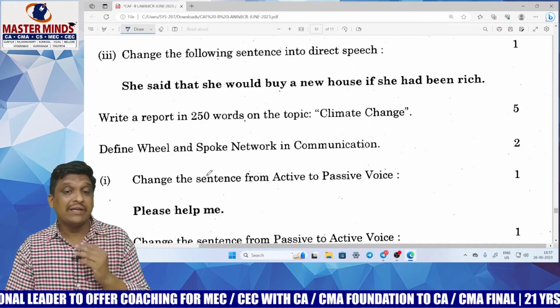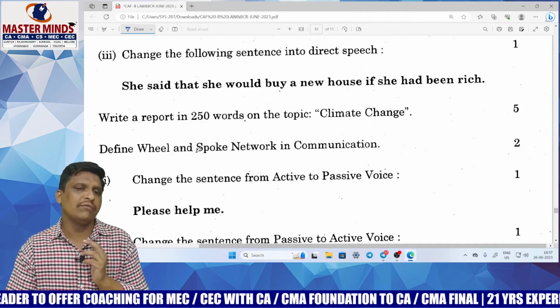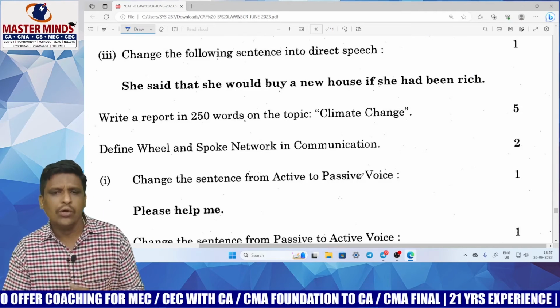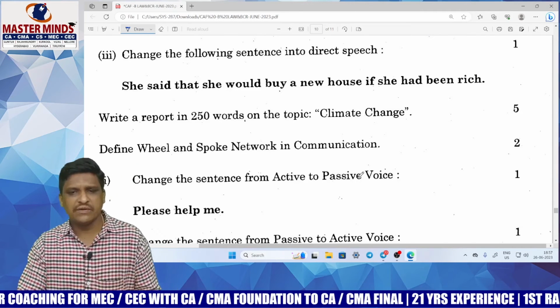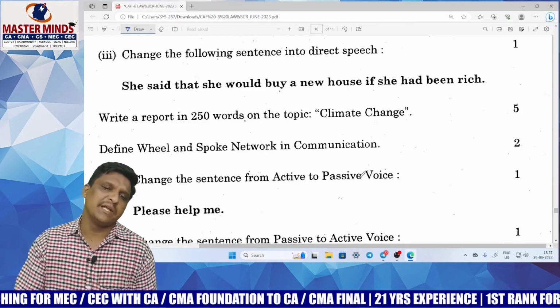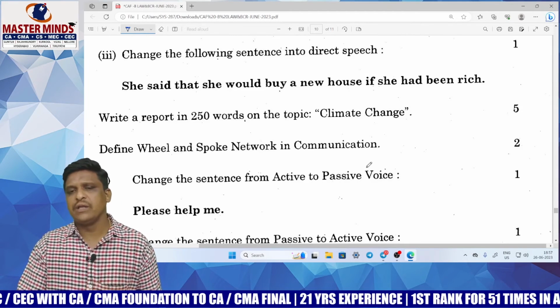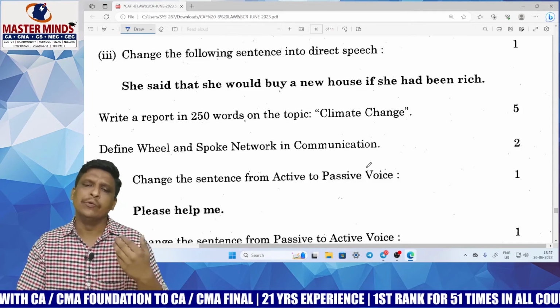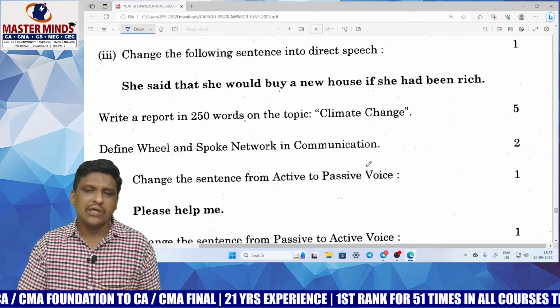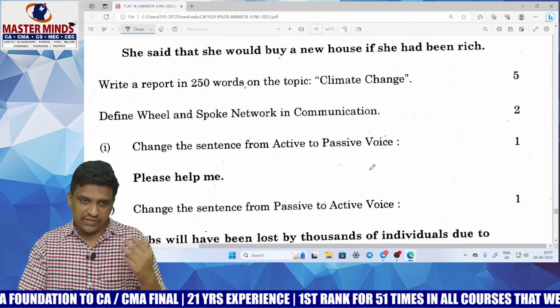Next, define networks of communication. Define wheel and spoke network communication. We know what the networks of communication are that we have discussed in the theory part of the chapters. Just go with the answers that you have memorized or studied regarding your study hours and your classes. Next, let's go for the next question.